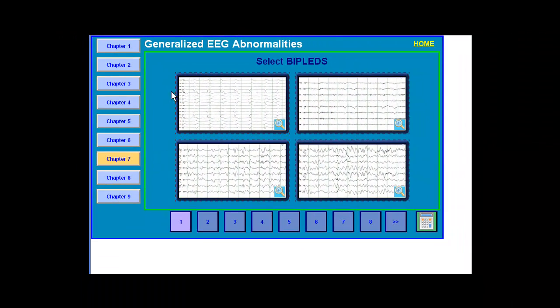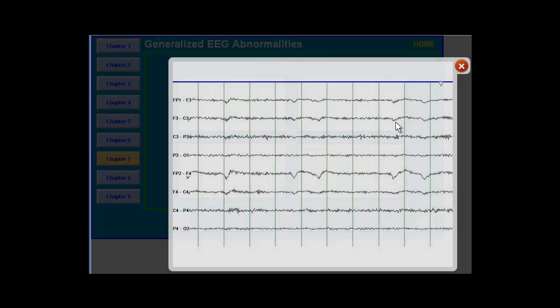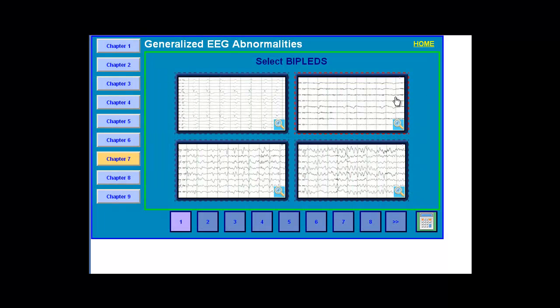A few things about this application, for those of you who've used it and those who've tried a beta version: you can expand it and get a better, enlarged view of the EEG that is under review. The question is here, select BIPLEDs, so you have to select out of those four. If you click on the slide and it is the correct answer, you'll get a correct pop-up, otherwise you'll get a wrong answer. And if you get the correct answer, it will switch to the next slide.